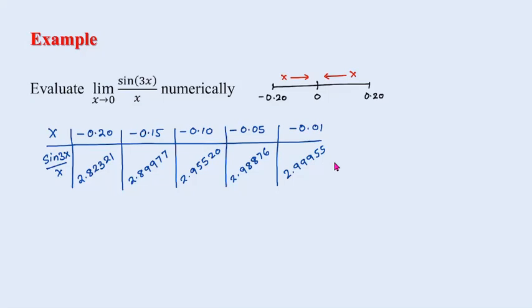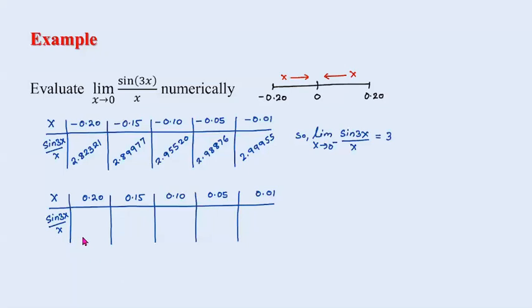So we can write, limit as x approaches 0 from the left of the function sine 3x over x is equal to 3. That is the left-hand limit. Now we are going to find the right-hand limit using a similar procedure.